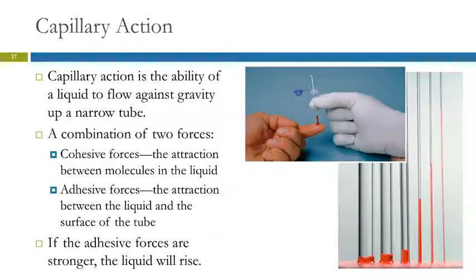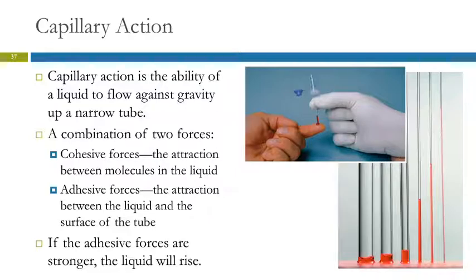So the attraction, the adhesive force, causes the liquid to creep up the tube. And the cohesive forces cause it to stay together. So adhesive force pulls some molecules up, and the cohesive force drags the rest of them up behind it. So adhesive force being strong, the liquid will rise. So depending on the identity of the liquid and the substance that the tube is made out of, you're going to get different amounts of capillary action.